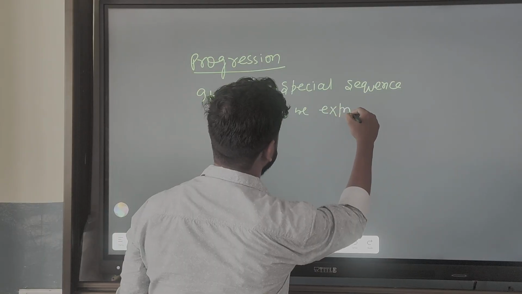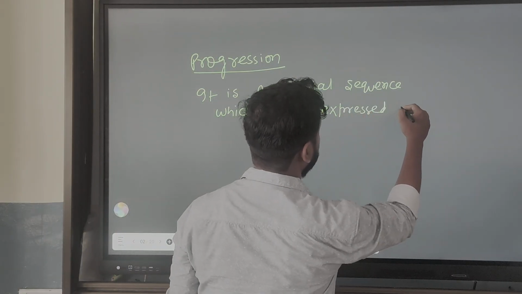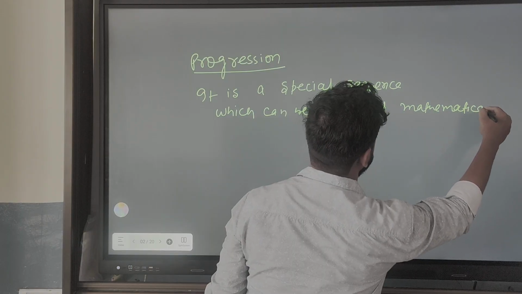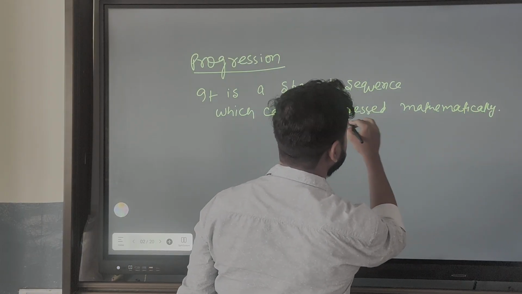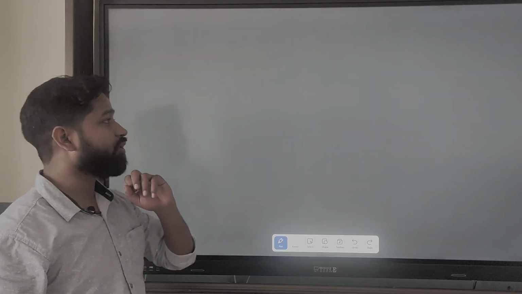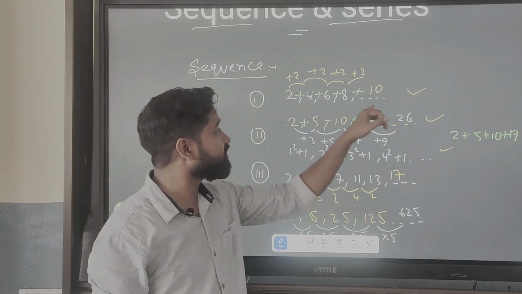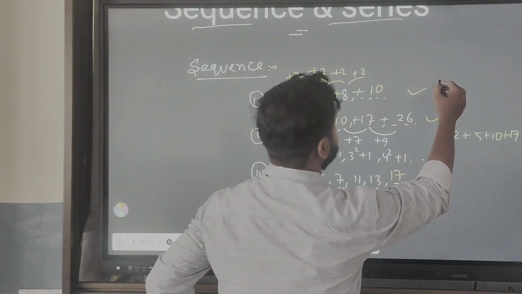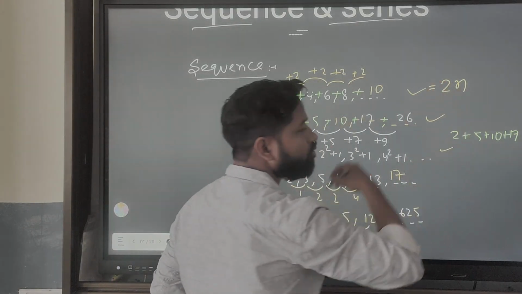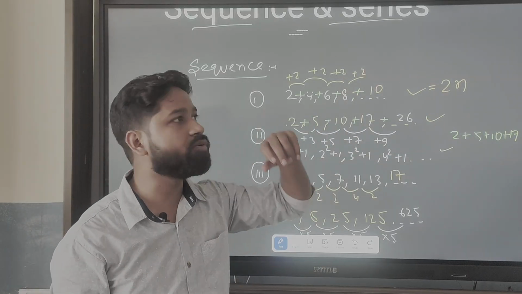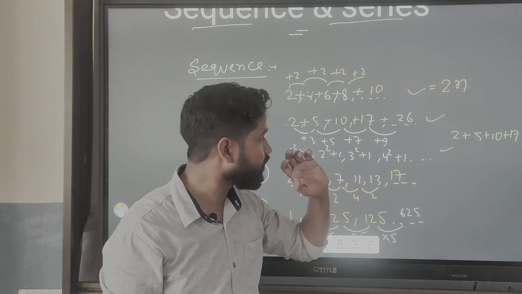expressed mathematically. This is very important, students. See, which can be expressed what? Mathematically. What do we mean by expressed mathematically? If I come to the last example, can we represent this sequence mathematically? What will you say? Yes, this is nothing but 2n, 2 into n. We put n equals 1, 2 ones are 2. If we put n equals 2, that's 4, 6, 8, and so on.